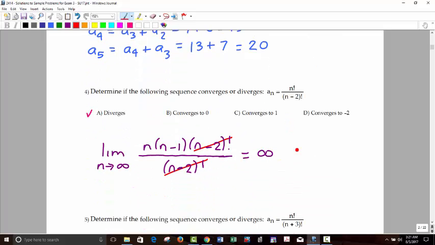Determine if the following sequence converges or diverges. Anytime you're establishing a sequence converging or diverging, you're always evaluating the limit as n goes to infinity. So it's not just some arbitrary value of n. It's always approaching infinity. In other words, we don't care what's the limit as n approaches 2 or something.